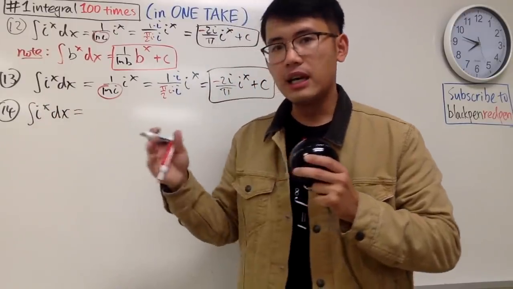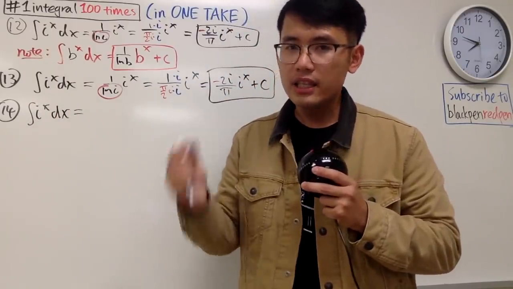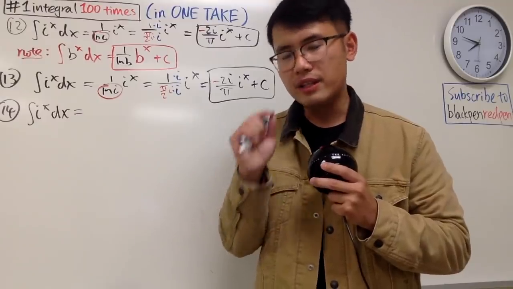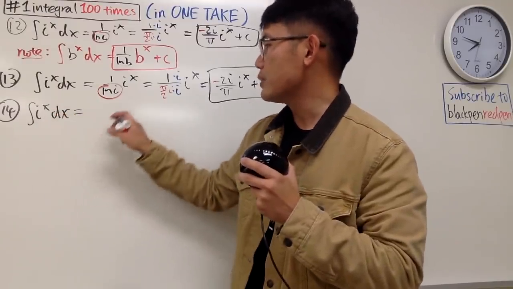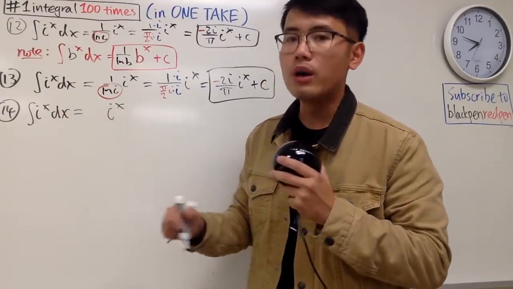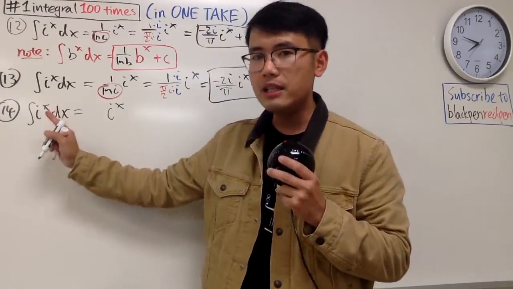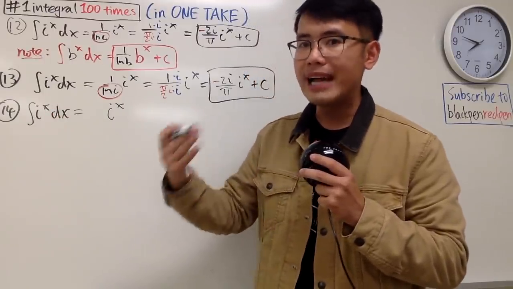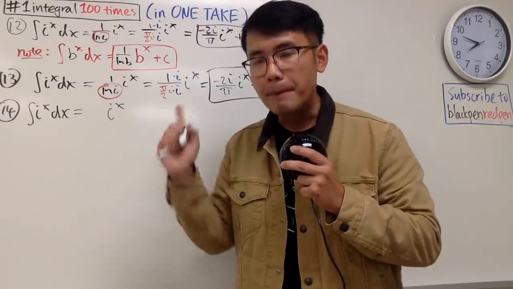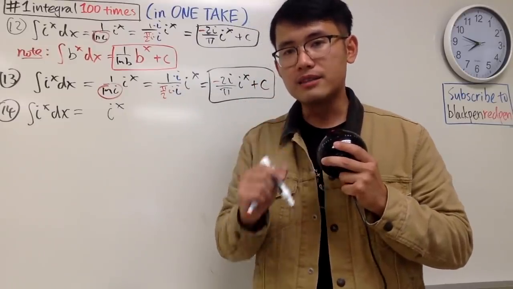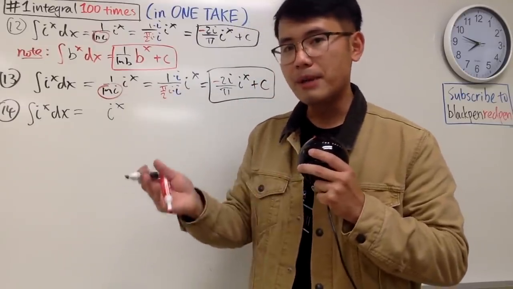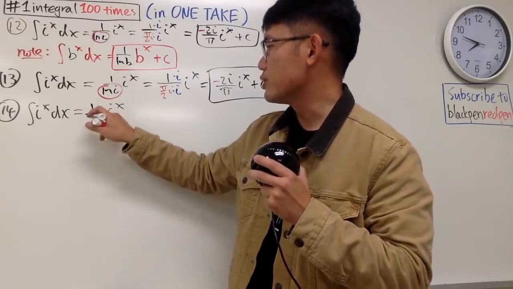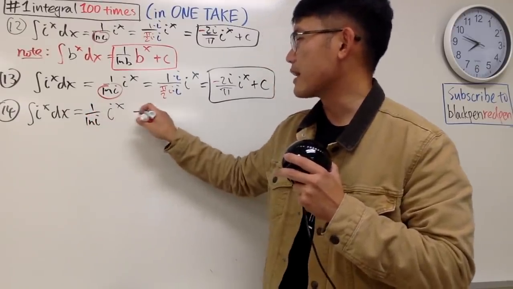This right here is not the integral of e to the x, but this is just a small fix, because for the answer to this, you still get i to the x power, but because the base is not e, what we have to do is divide it by the natural log of the base, especially since the base is a constant. i is just a complex number, so it's still a constant. So you just do 1 over the natural log of i like this.